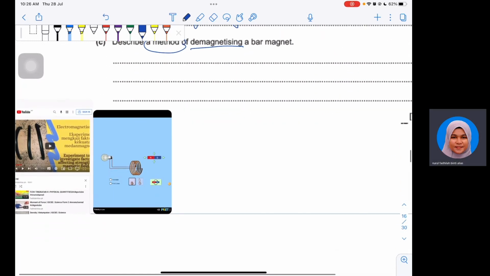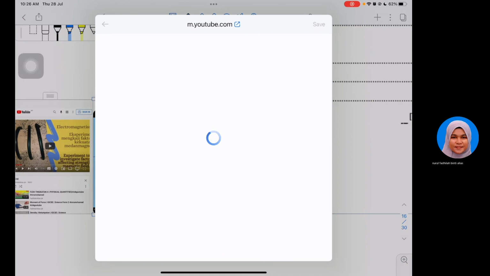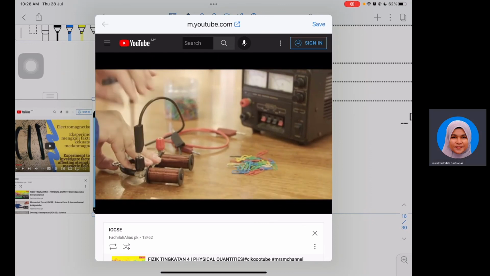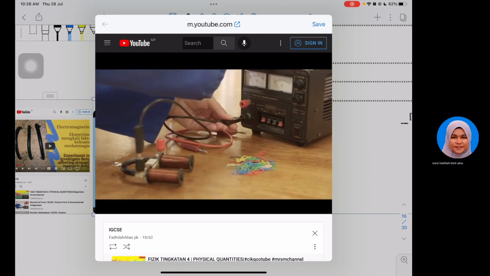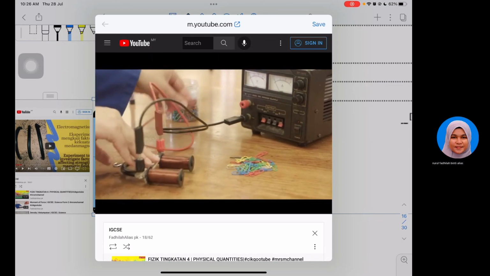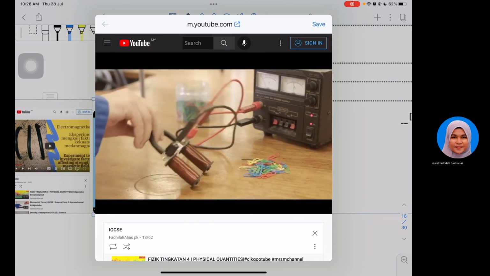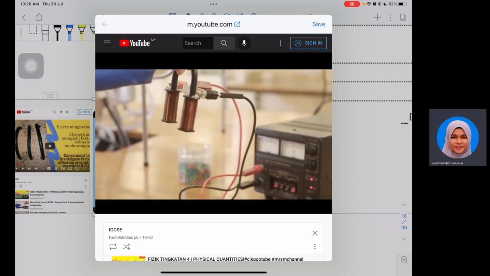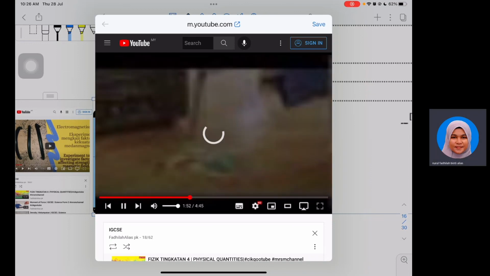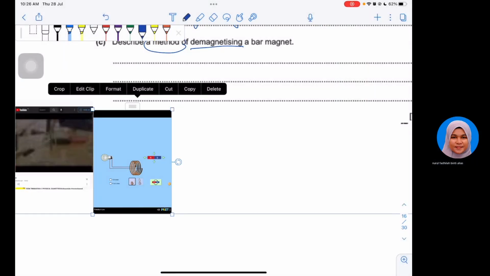Oh, ada kat sini lah. Ada lah tu sebab dia nak remove the magnetic tu. Okay, ni boleh tengok video ni. Dah tengok kan? You dah pernah buat. Okay, and then kita ada ni pun dah tengok juga.